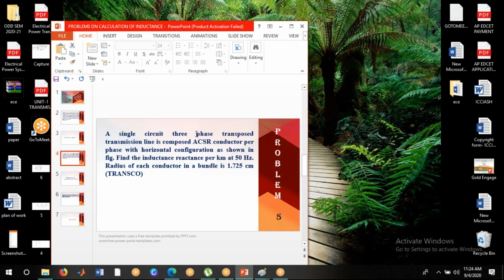A single circuit three-phase transposed transmission line is composed of ACSR conductors per phase with horizontal configuration as shown in the figure. Find the inductive reactance per kilometer at 50 Hz. The radius of each conductor in a bundle is 1.725 centimeter. Now, what is the problem they asked?